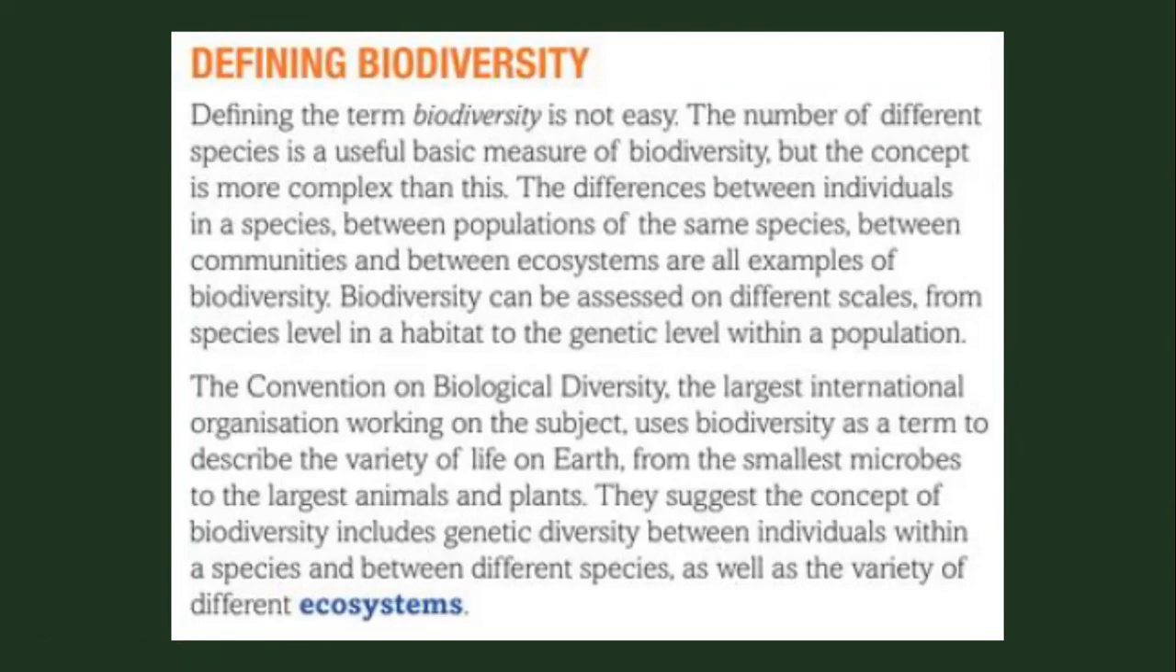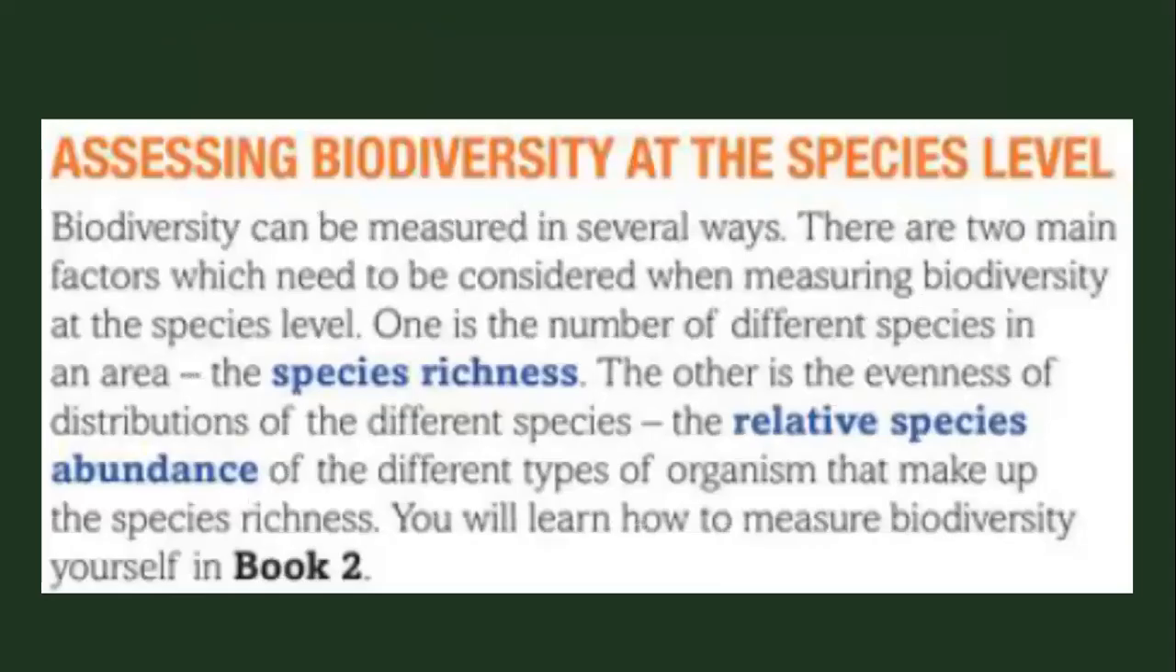When you're talking about biodiversity, are you just talking about the different number of species? What about when inside a species there is genetic variation? Is that going to be included? Right? What about the variety of ecosystems? What about the variety of habitats? What about the variety of populations? What about the variety of communities, right? Biodiversity can be seen at different scales, which is why defining biodiversity is not easy.